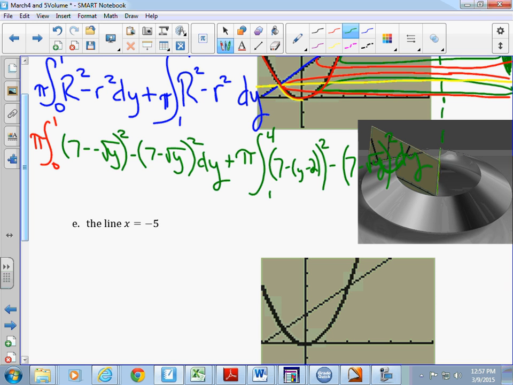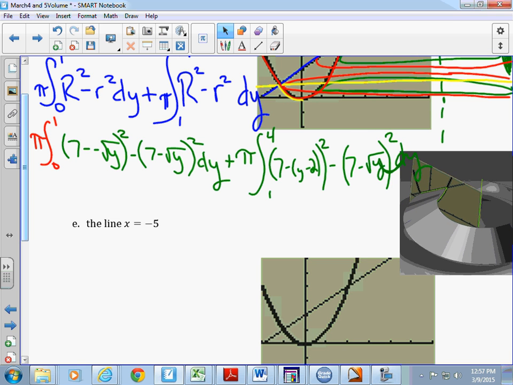It says 7 minus the square root of y squared. Here, I'll move this away. And what is the... Oh, it's just a part.